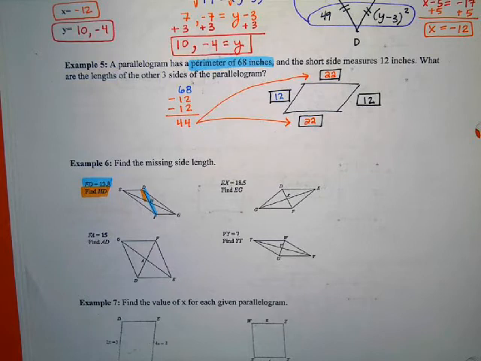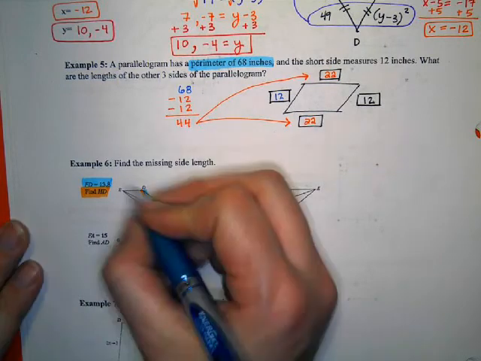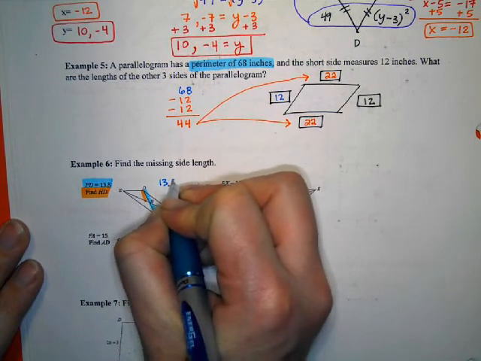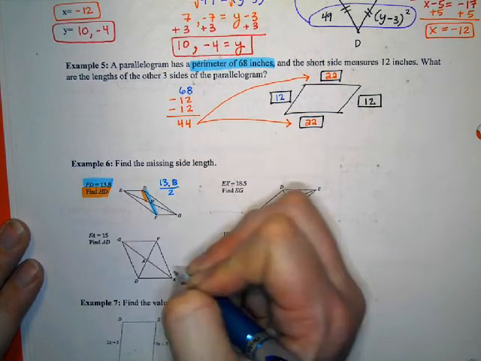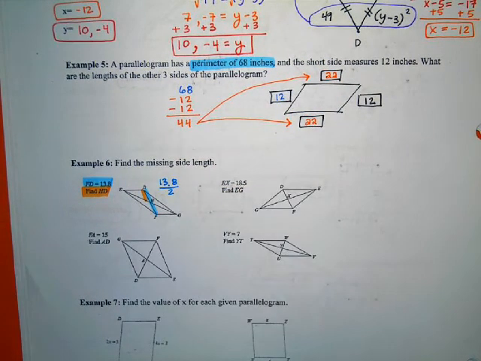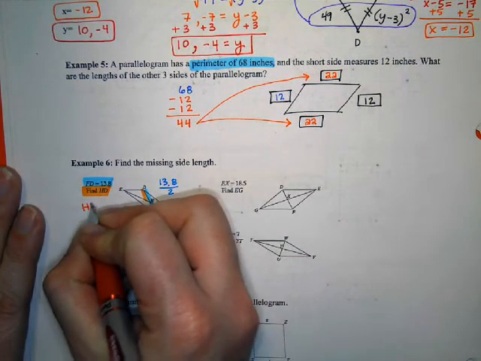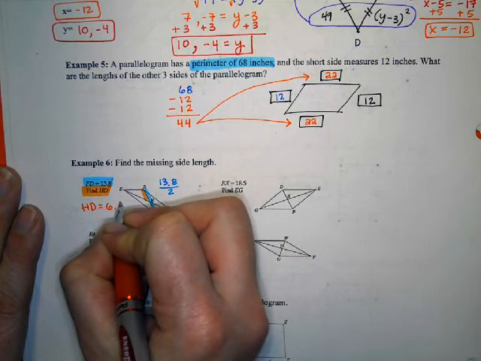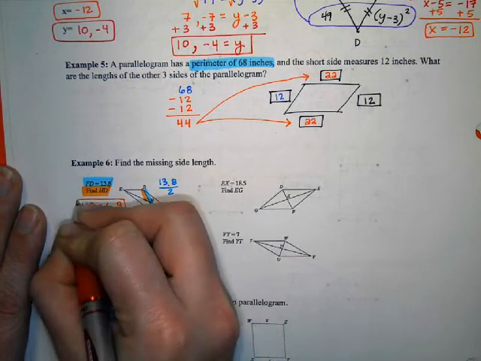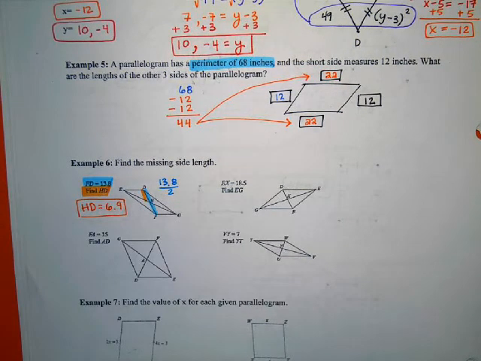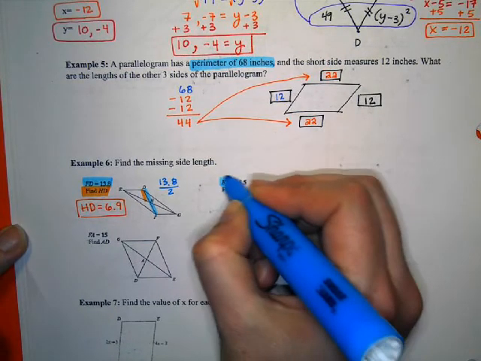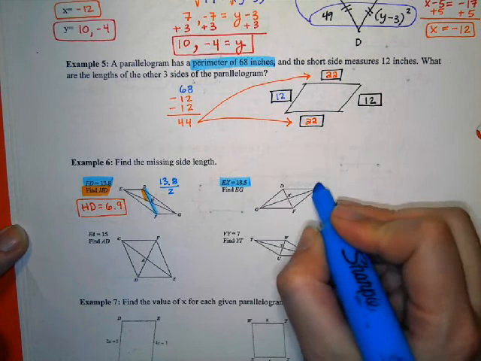What is H to D? H to D. Is H to D the full distance across? No. It's only half of it. So I'm going to take the 13.8 and cut it in half. 13.8 cut in half is 6.9.